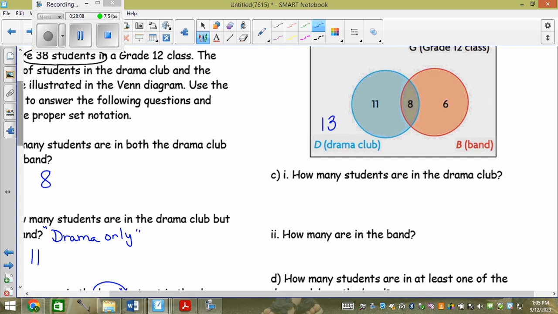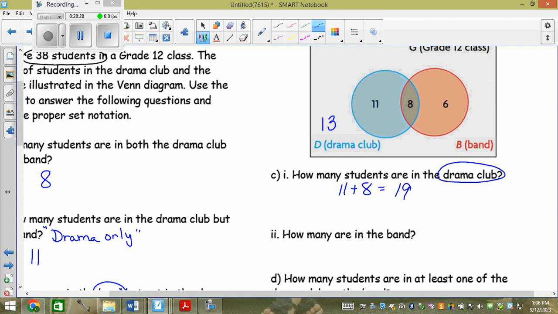How many are in drama? I can't hear people. 11 plus 8, which is 19. Why did I add the 2? Did it say drama only? It said drama, so I added the whole circle.